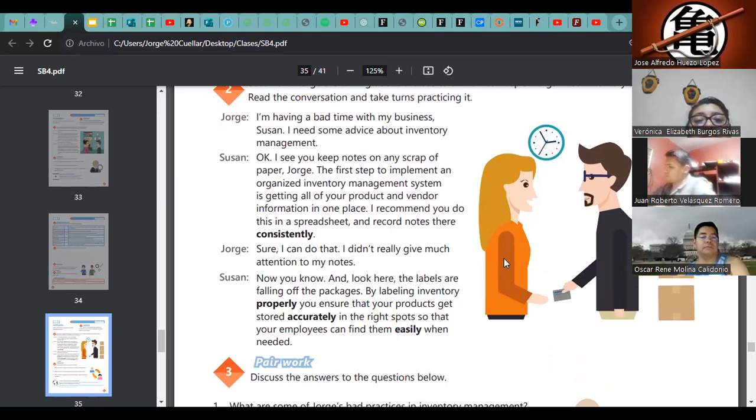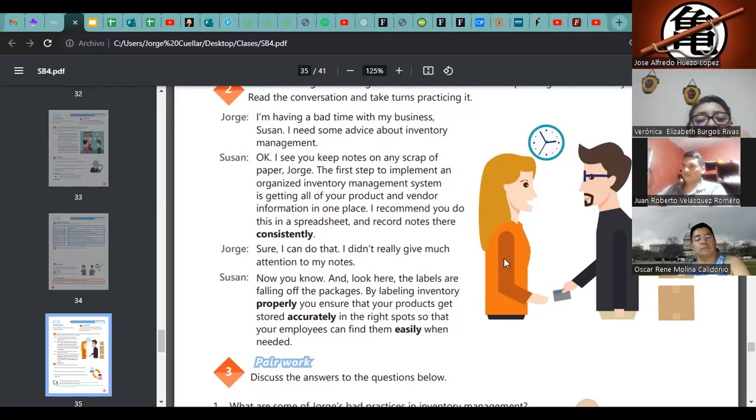So it says, I'm having a bad time with my business, Susan. I need some advice about inventory management. Okay, I see you keep notes on any scrap of paper, Jorge. The first step to implement an organized inventory management system is getting all of your product and vendor information in one place. I recommend you do this in a spreadsheet and record notes there consistently. Sure, I can do that. I didn't really give much attention to my notes.